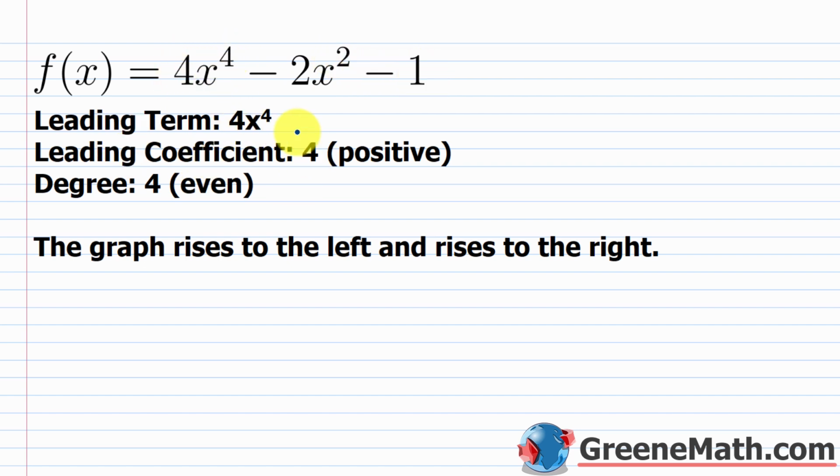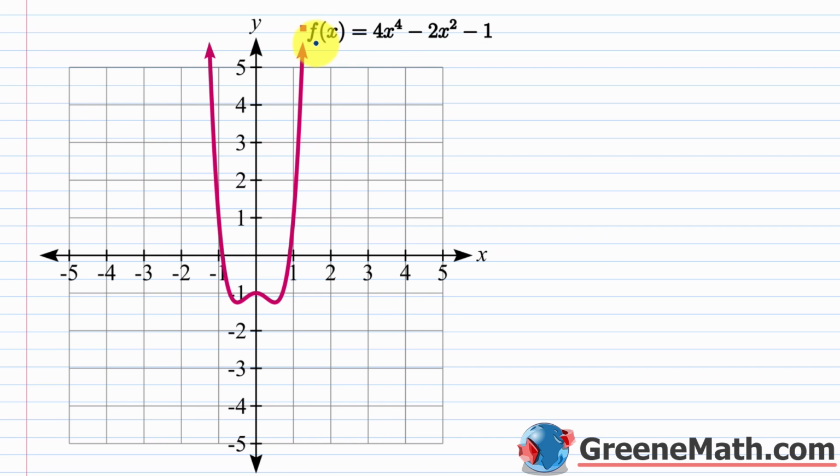The leading coefficient is 4, which is positive, and the degree is also 4, which is even. So for this one, again, you could just think about f of x equals x squared. That guy looks like this. So we know the graph rises to the left and rises to the right. So for this, we have f of x equals 4x to the fourth power minus 2x squared minus 1. Again, clearly you can see it's rising to the left and rising to the right.